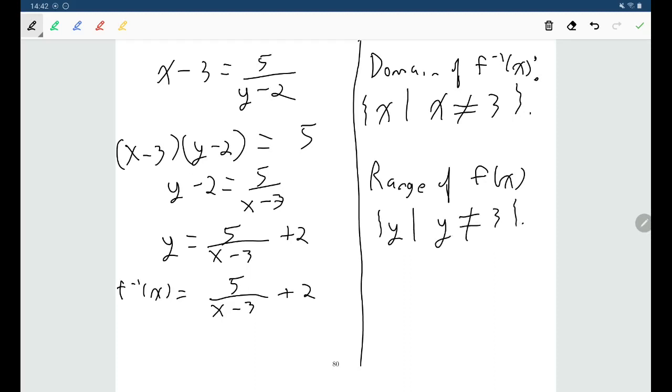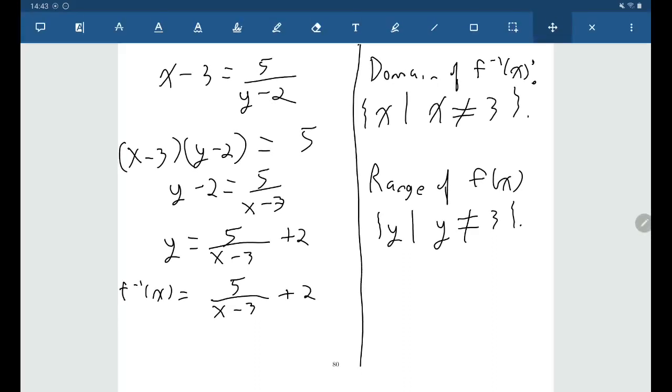But anybody who's not in the domain of f inverse would be somebody who's not in the range of f, because the range of f is the same thing as the domain of f inverse. We're switching inputs and outputs. We're switching x's with y's. We're switching domains with ranges.